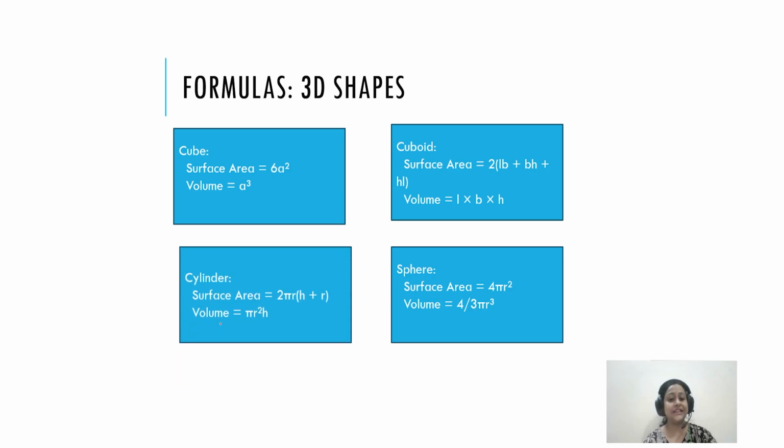And for cylinder, the surface area is 2 into pi into r into h plus r, that is 2 pi r into height plus radius. Cylinder is a combination of circle plus rectangle, that's why we have both r and height. Volume is pi r square into h. That is the volume of the cylinder. Cylinder I have already drawn.